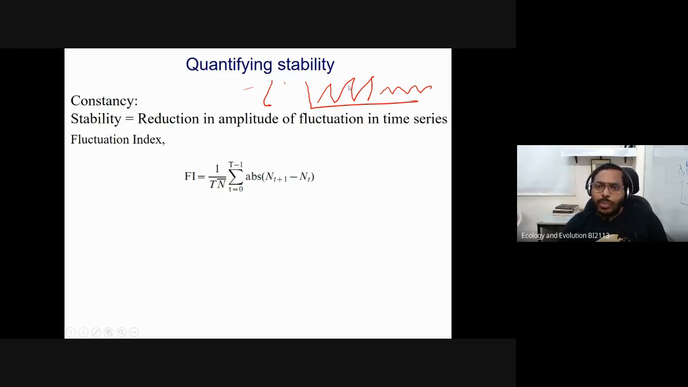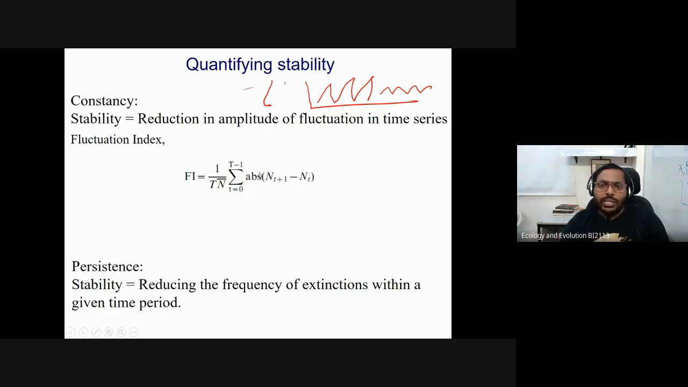There are many ways of measuring it. The one that we ended up using is what is known as the fluctuation index. What it essentially does is it takes these lengths, up lengths and down lengths, sums them all up, and then takes an average over the entire thing, and scales it by the average population size. By doing so, this becomes a dimensionless quantity, in which case it is very easy to compare across things. Okay, so this is constancy stability.